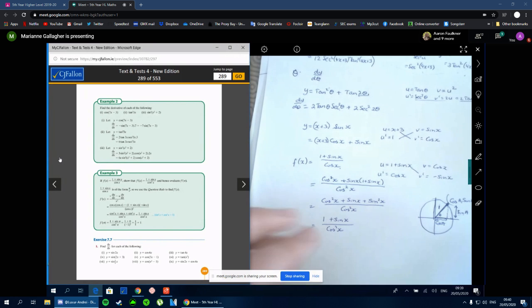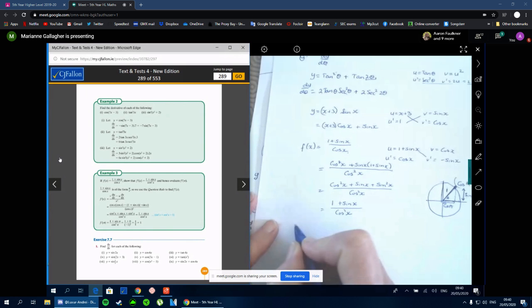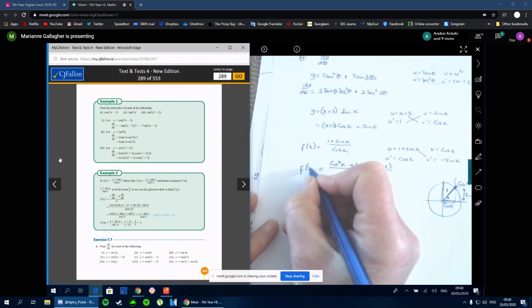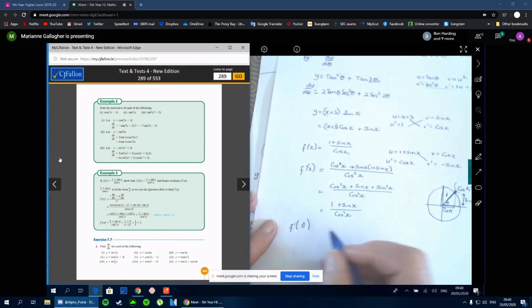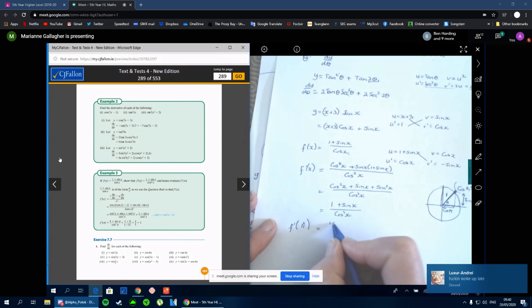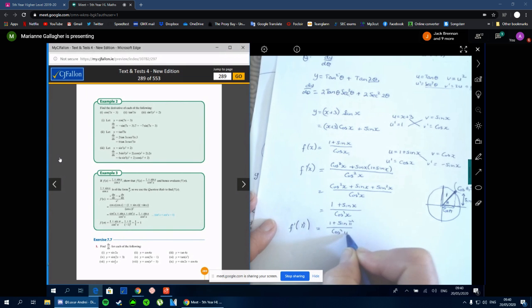So now the next part of the question is evaluate f prime. So that's f prime of x. They're saying evaluate f prime of pi. Okay? So we're going to be doing this in radians. So it's 1 plus sine pi over cos squared pi.